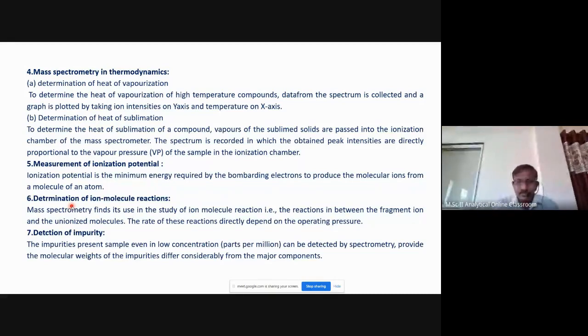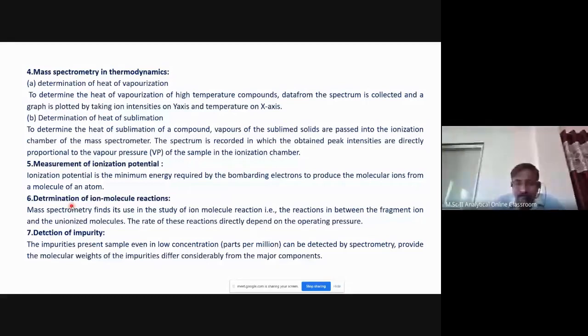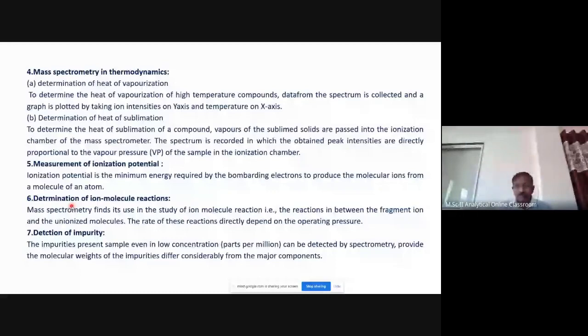Also, it is very useful to determine impurities which are present in very low concentration, in parts per million, and those can be detected by using spectrometry. Once you have the molecular weight of an impurity, it can be differentiated very easily, because we know which kind of impurities are present in a molecule. From natural sources, when we collect the material, we know which kind of impurities should be there. So on that basis, when these peaks are observed, we can easily say that such impurities are present in the molecule, and then we can isolate them on that pattern.